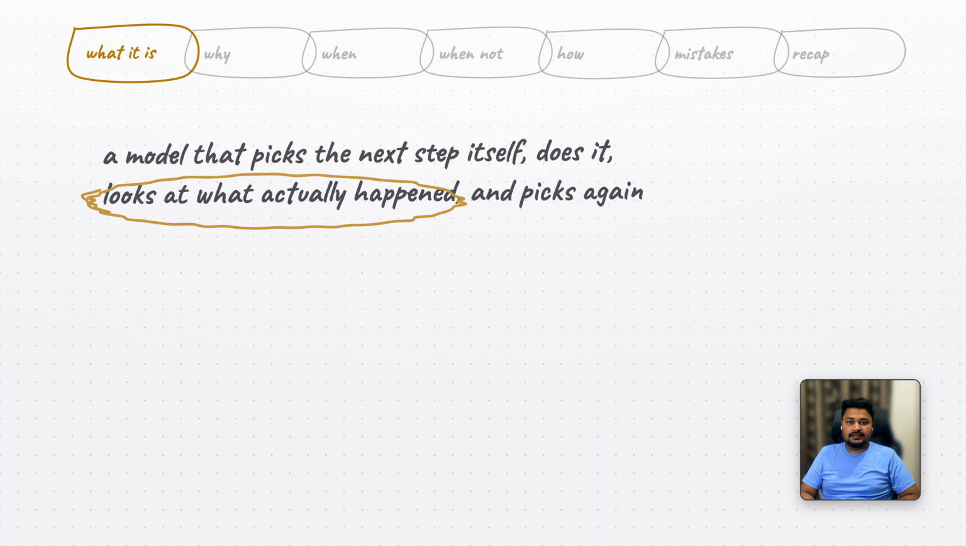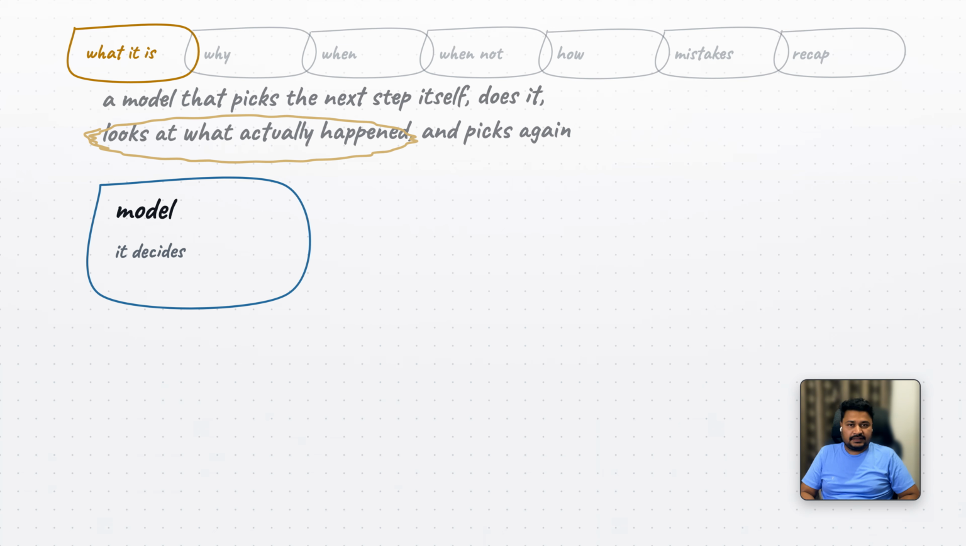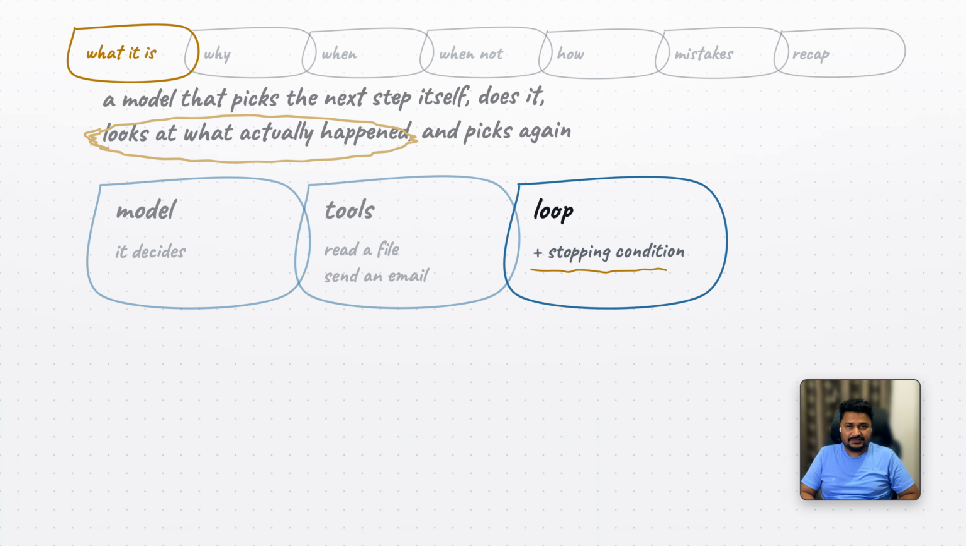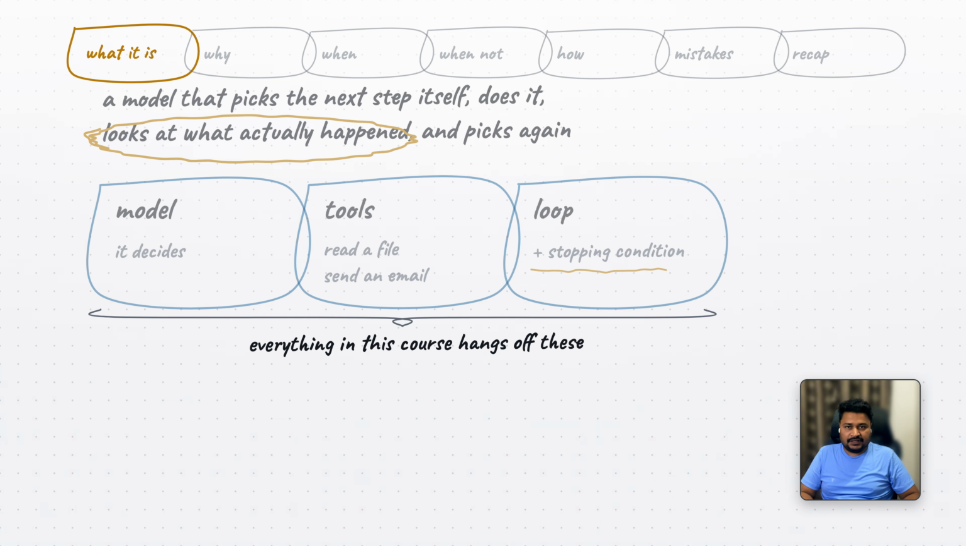Three pieces that all matter: a model that decides; tools, which are just functions you let it call, like read a file or send an email; and a loop with a stopping condition so it knows when to quit. Model, tools, loop. Everything in this course hangs off one of those three. Stay with me right to the end.